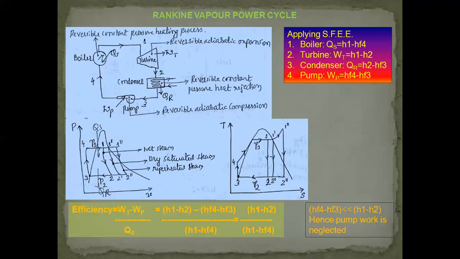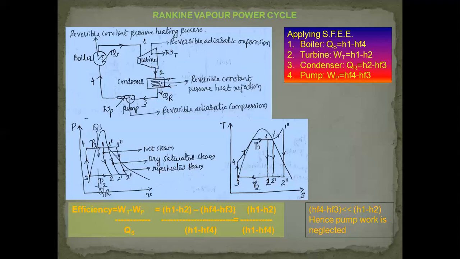And the work input to the pump is an isentropic compression process. Reversible, it is also called a reversible adiabatic compression process. 3 to 4 is a vertical line, 1 to 2 is a vertical line, indicating that these two are the isentropic expansion and compression processes on the TS diagram.